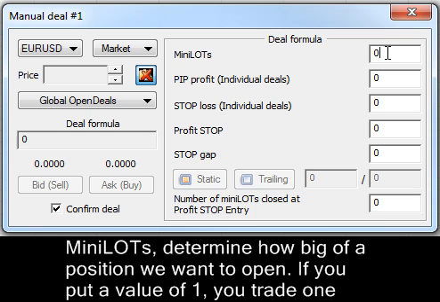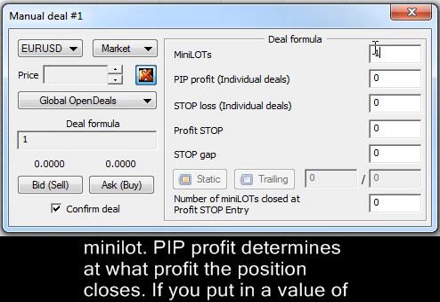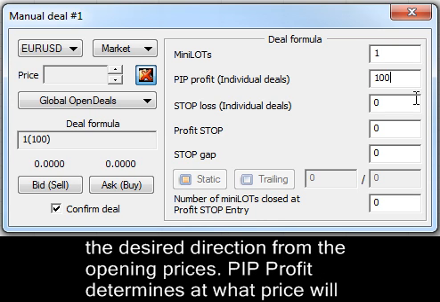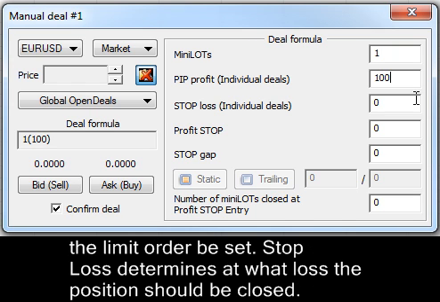If we put a value of 1, you trade 1 mini lot. Pip profit determines at what profit the position closes. If you put in a value of 100, for example, your position will be closed when the price will go up 100 pips plus spread in the desired direction from the opening price. Pip profit determines at what price will the limit order be set.